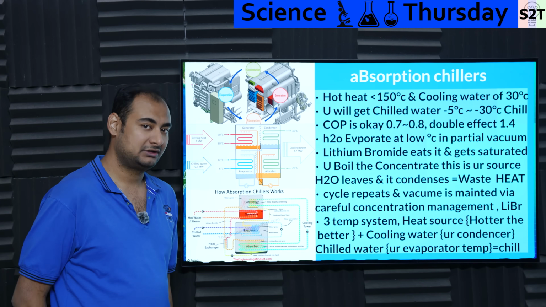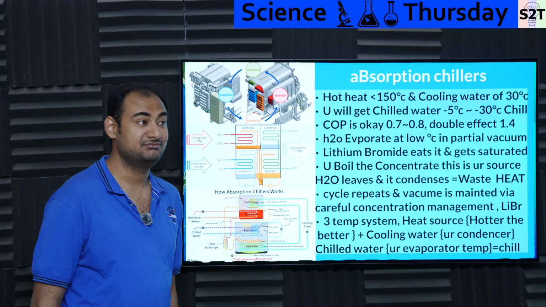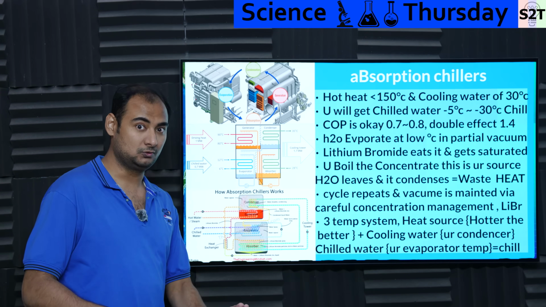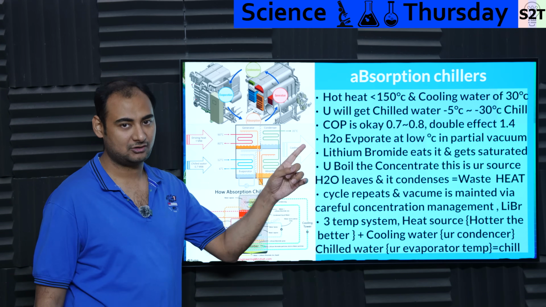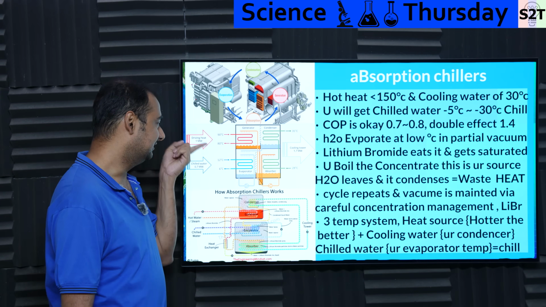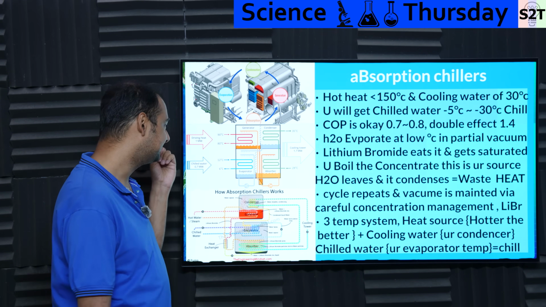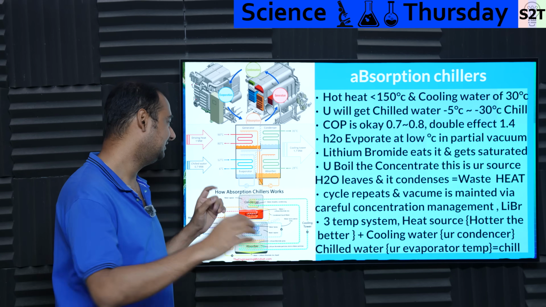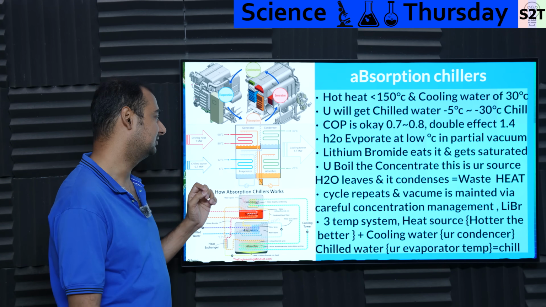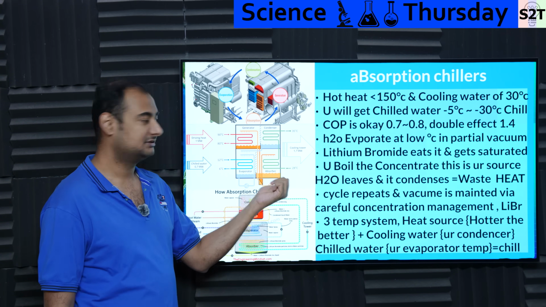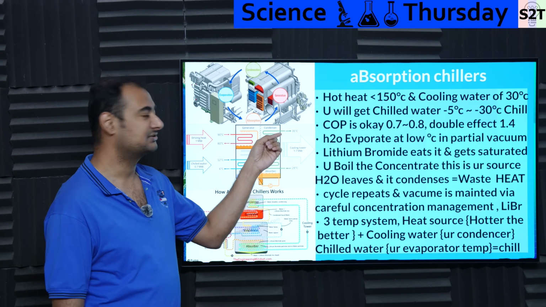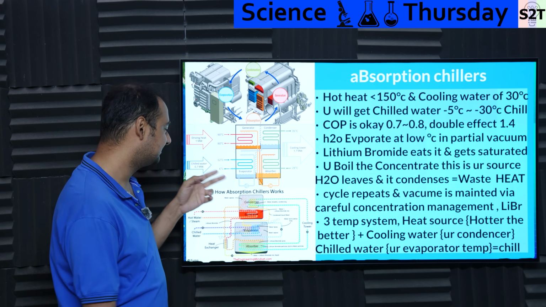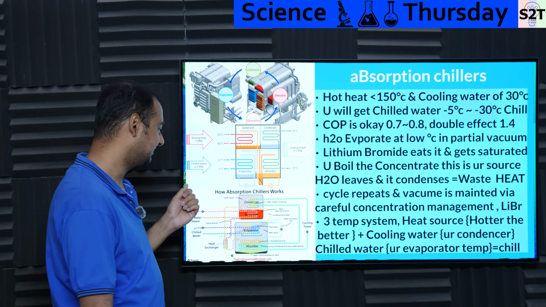This puppy can go low temperature, as in -5 has been achieved, -30 has been achieved. It can go cold, like cold. But it does require a hot temperature. For example, in this design, the hot input is 90 degrees Celsius, output is 80. Basically, you pump in 90 degrees Celsius hot water, you get 80 degrees Celsius hot water out of it. Your cooling water is 28 degrees Celsius, it comes up to 35 degrees Celsius. And your chilled water is 12 degrees Celsius and it gets cooled down to 6 degrees Celsius.